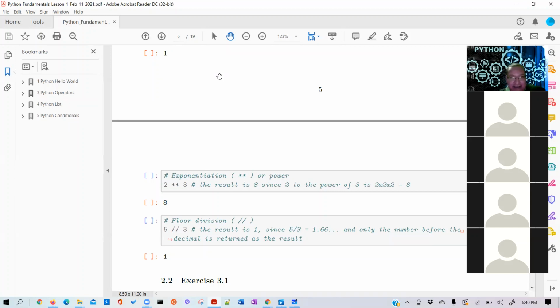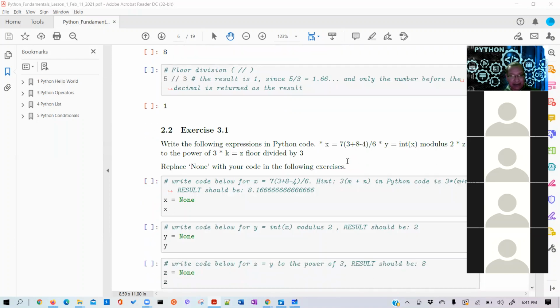Okay, Sriyana is asking, is there such thing as ceiling division? Well, as far as I understand, there is no such thing as ceiling division. Sriyana, as far as I understand, there is only floor division. All right, thank you for the question.